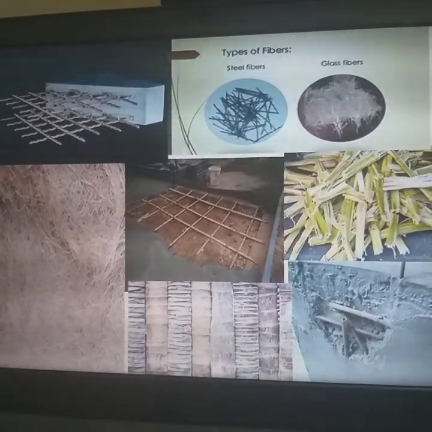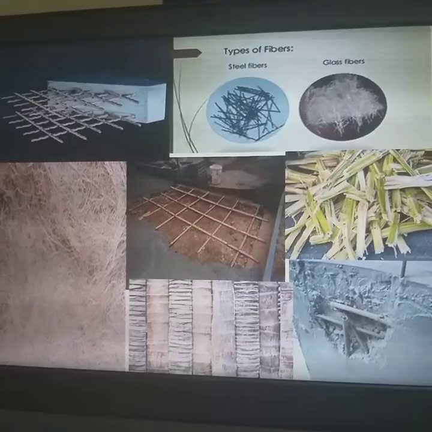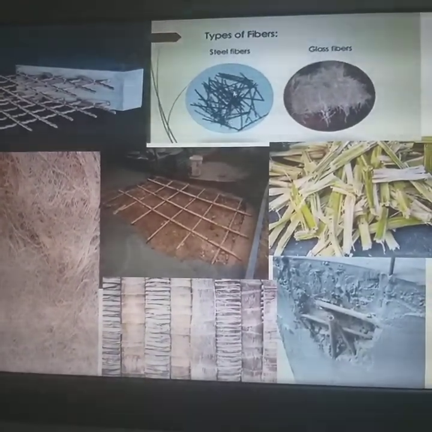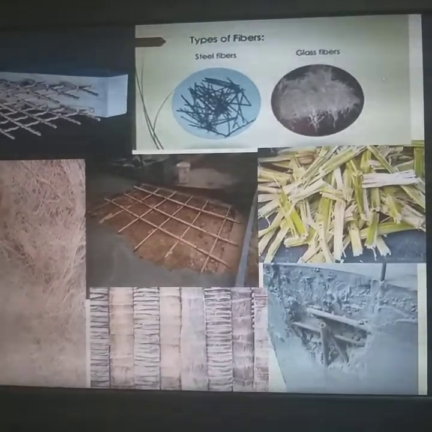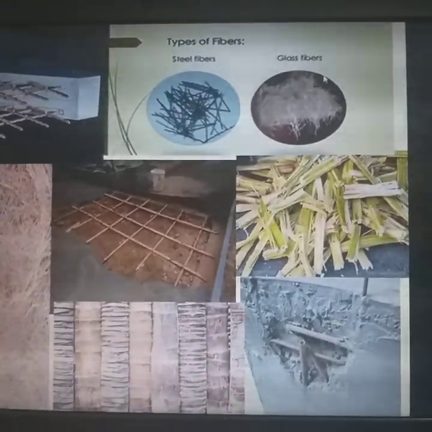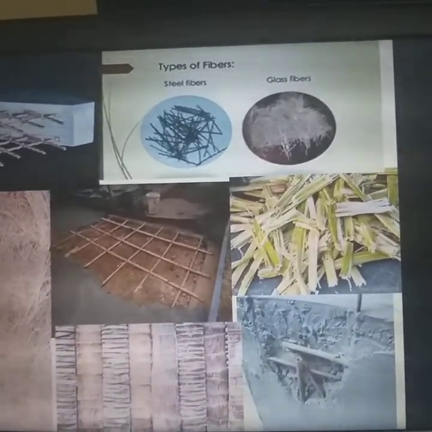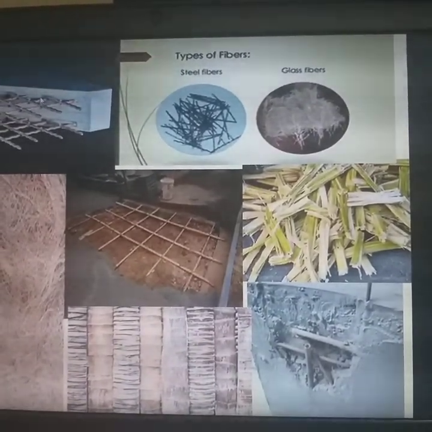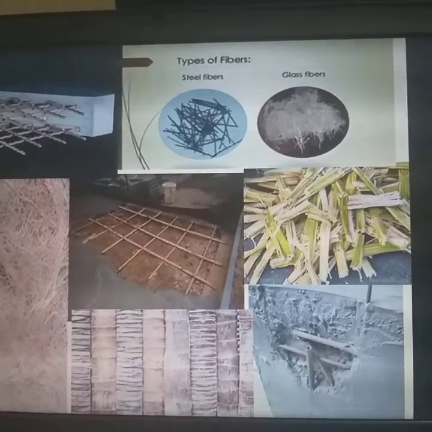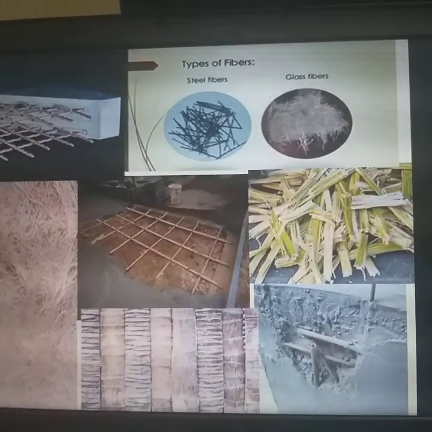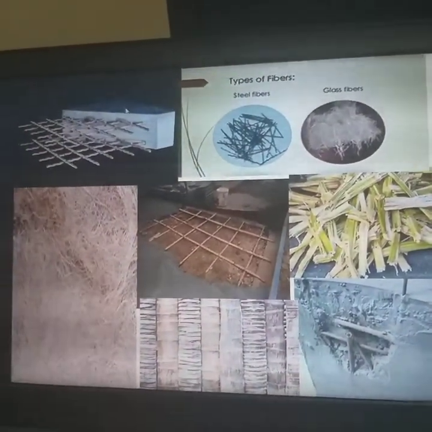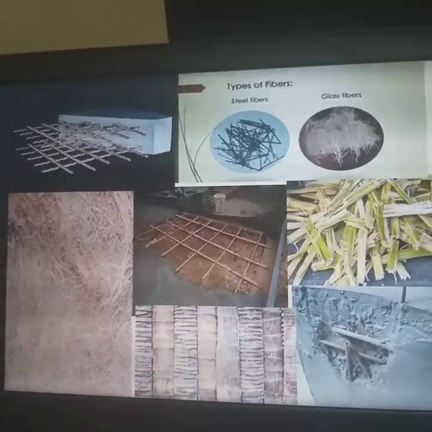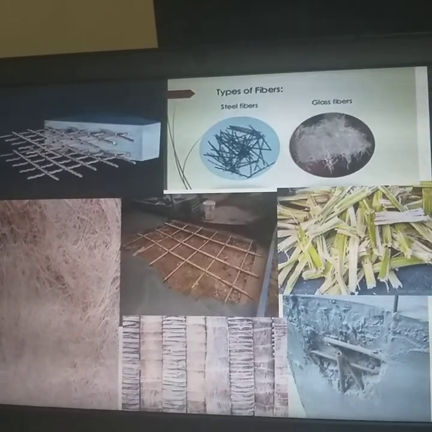In continuation with the previous video, I was discussing the different types of fibers. Here, in the first picture, you can see it is a steel fiber. Here it is a glass fiber. And this is a bamboo fiber. What we can see is that it has been extracted from the bamboo tree. For the required length and width, it has been sliced and placed in the concrete section.